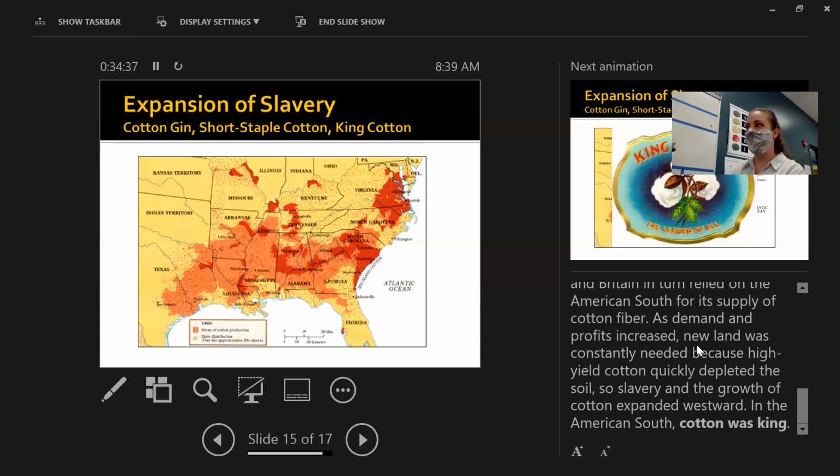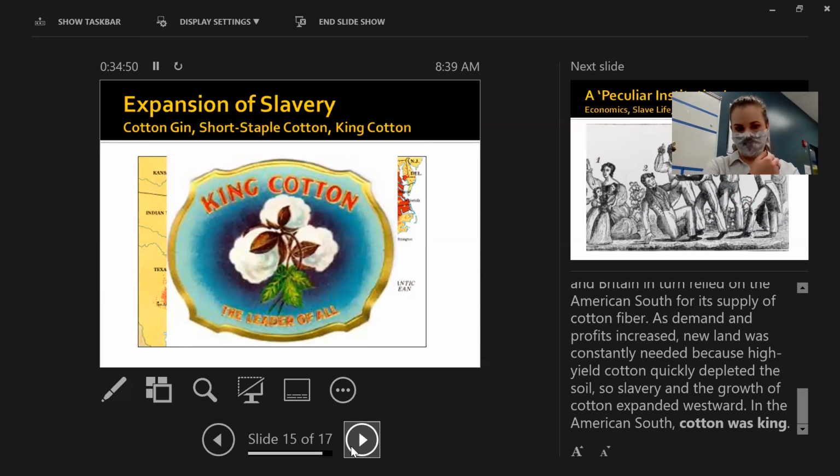And this leads to the growth of king cotton. King cotton is what we use to refer to the southern dominance of the cotton crop. Cotton becomes the primary source of revenue for the South. But as demands for cotton increased, as we know, slavery will also increase. So the more dependent the United States becomes on cotton as a commodity, the more they begin to depend on slavery.